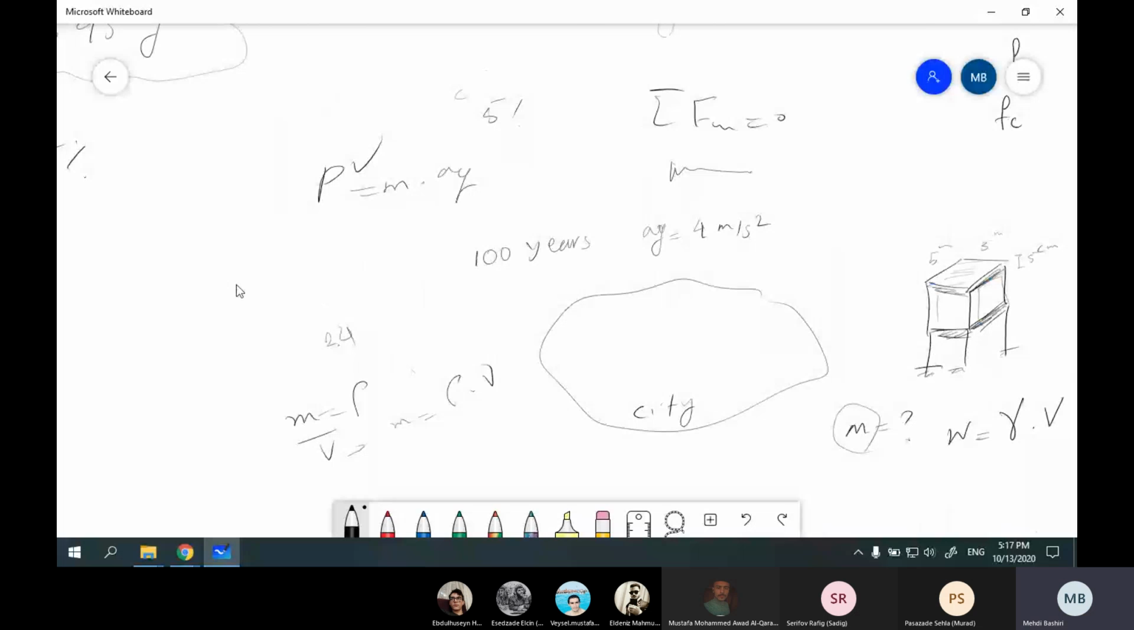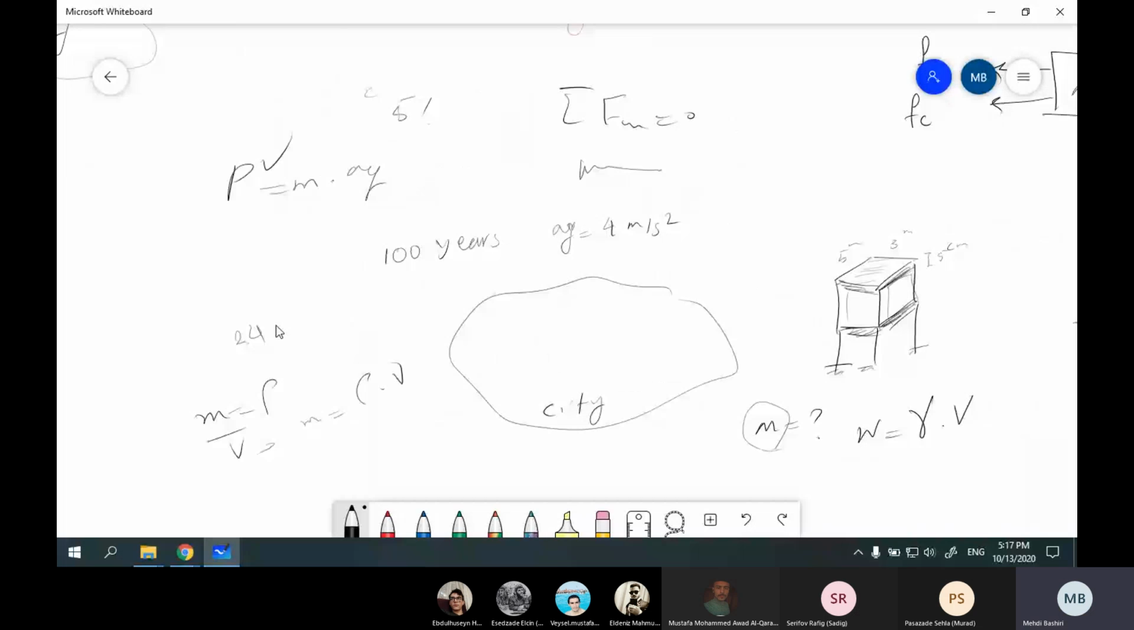So you have to provide your columns, your beams, your braces, shear walls, in a way that by using these elements, you can resist against these forces. I know that it's a little complicated, and I'll talk about it again later. So, do you have any question about this part?